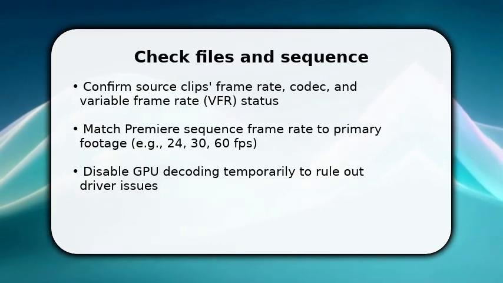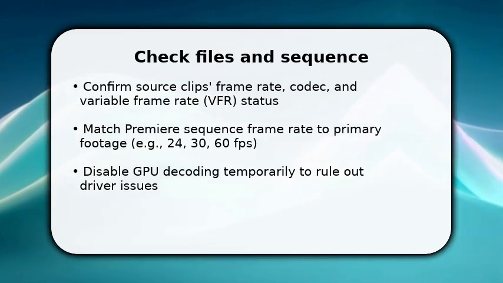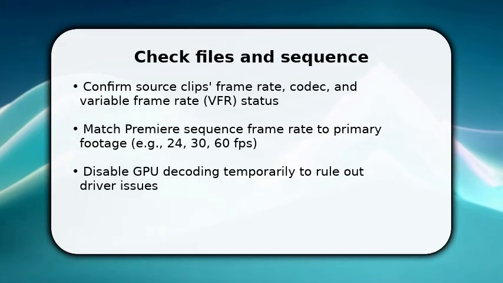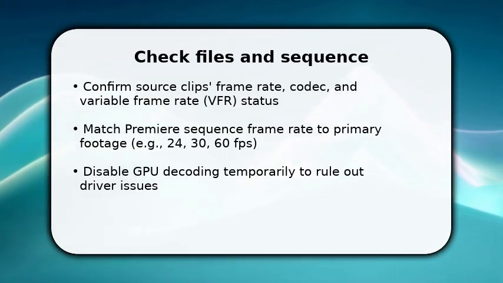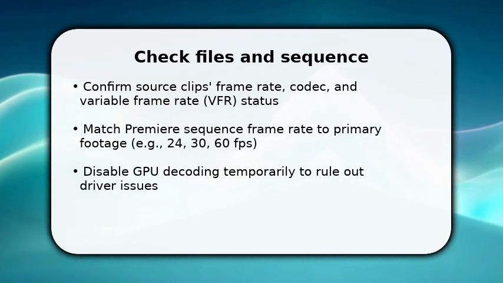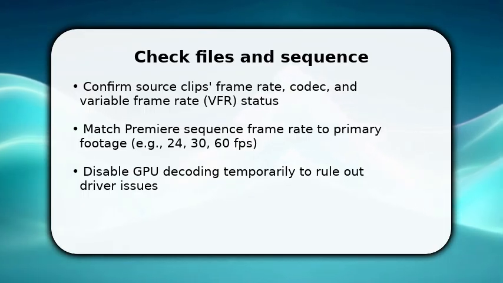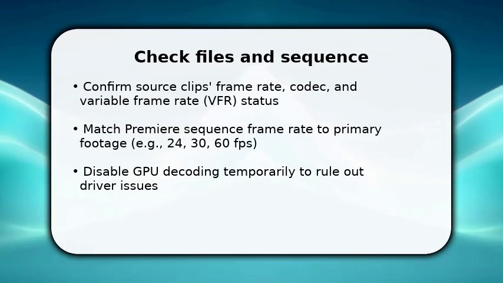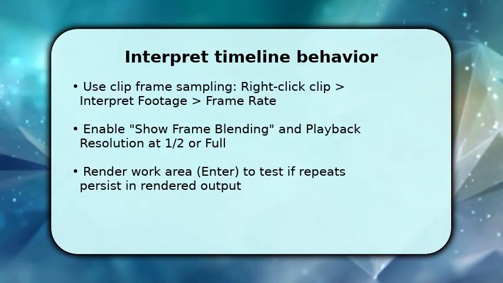Also, clear the media cache and disable GPU decoding briefly to see if driver or hardware acceleration is introducing repeats. These steps eliminate the most common file and project mismatches before deeper troubleshooting. Next, interpret footage so Premiere treats VFR or misread files correctly. Set a fixed frame rate and interpret footage if needed.